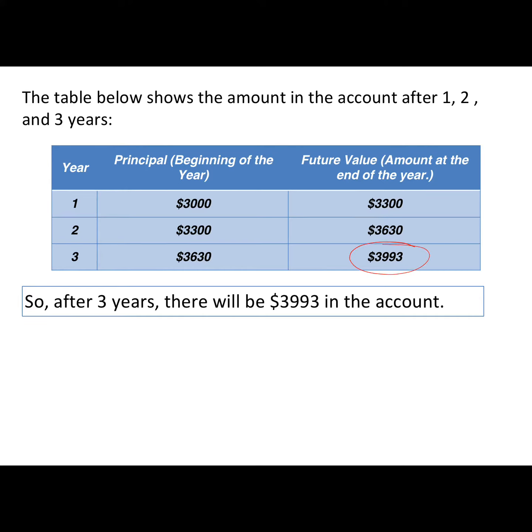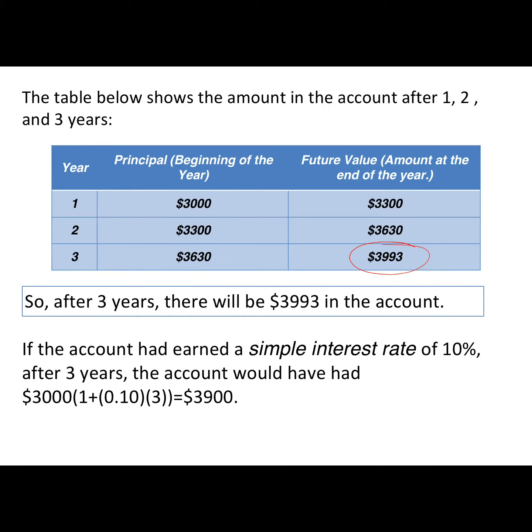Now, what if you had just invested that into an account earning 10% simple interest? Well, then we would just plug into the simple interest formula with now our time is 3, and you can see we would have $3,900. So having that compound interest got you an extra $93.